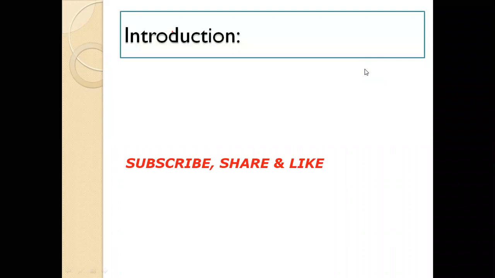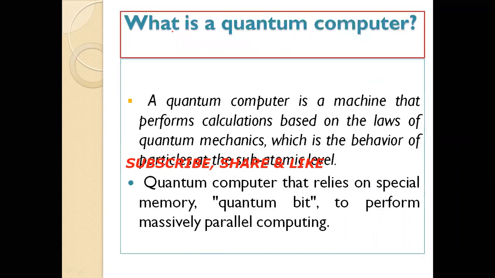First of all, what is a quantum computer? I hope you already heard about this quantum and quantum kind of things. So now, what actually does a quantum computer mean to you? A quantum computer is a machine that performs calculations based on the laws of quantum mechanics, and that is the behavior of particles at the subatomic level.